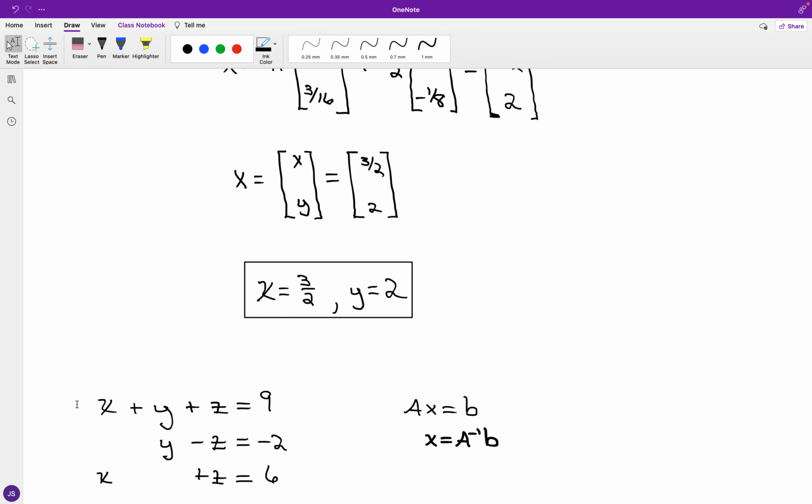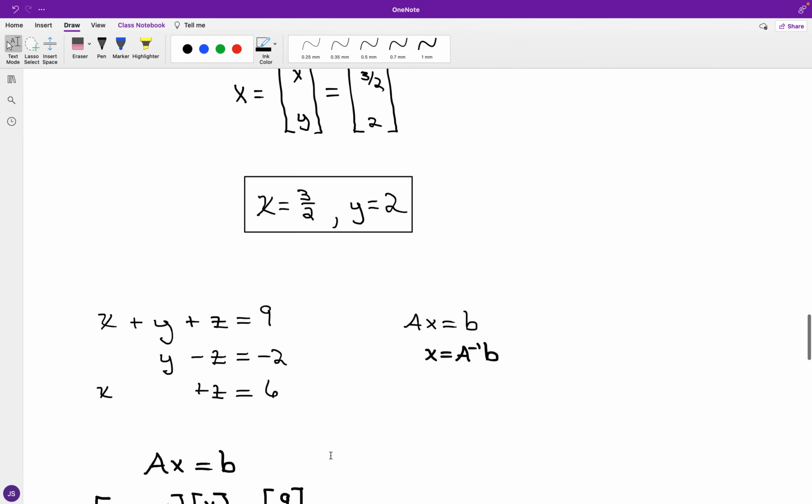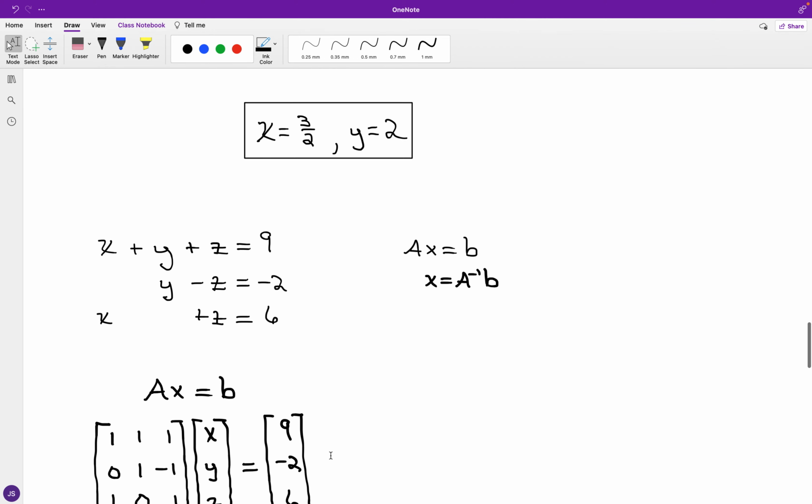A is going to be like 1, 1, and 1 for the first row, and since I do not have a leading x term in the second equation, I'm going to have 0, 1, negative 1. And then for the bottom row, I'm going to have 1, and then 0 since I have a void of a y term in the last equation, followed by 1 in reference to 1z. So setting up what we have for Ax is equal to b.